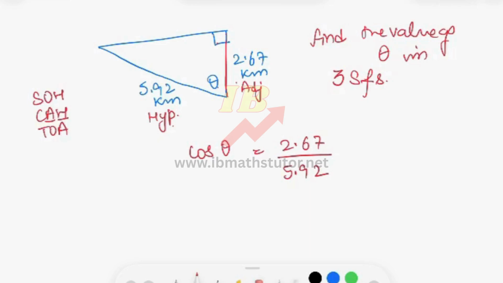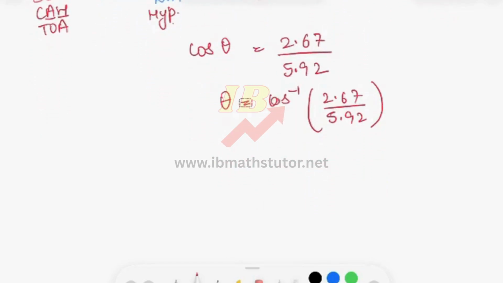Right? Now again we are going to cross multiply it, but if you're shifting any trigonometric ratio to the right side, then you're supposed to take the inverse of it. Inverse is cos inverse of 2.67 over 5.92. That's how we write it. Now my answer will come out to be approximately 63.2 degrees. I have written this answer in three places, right? Whether it is before the decimal or after the decimal doesn't matter. We need three significant figures for our answer.